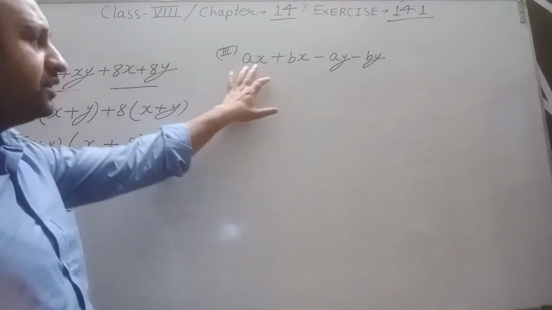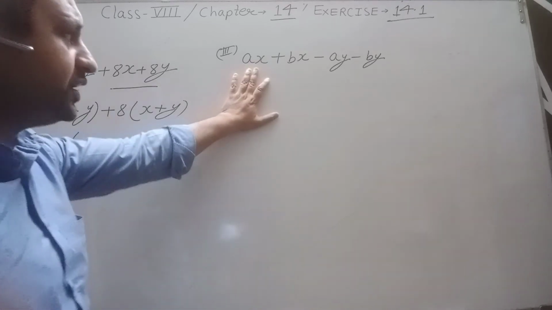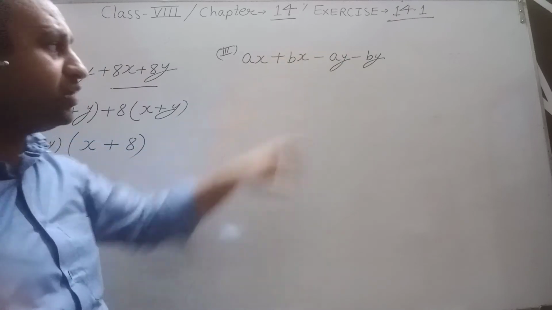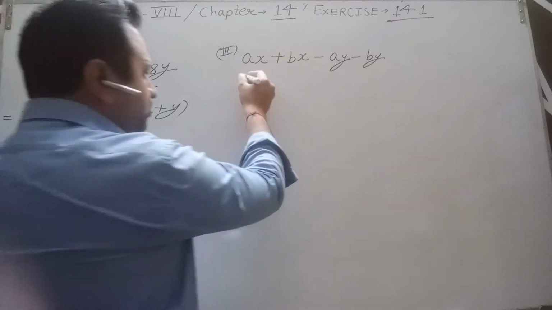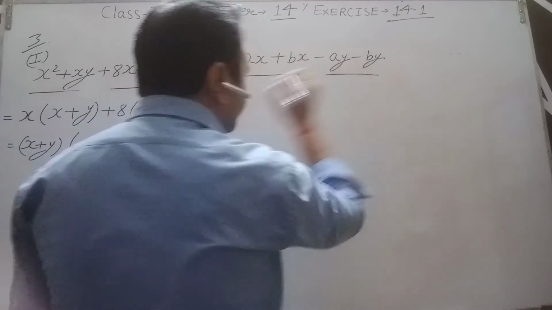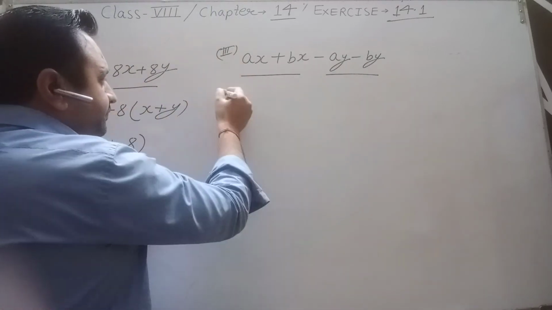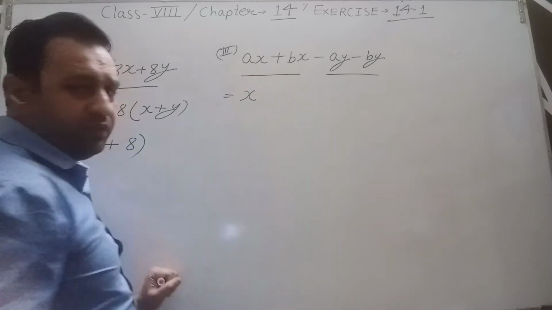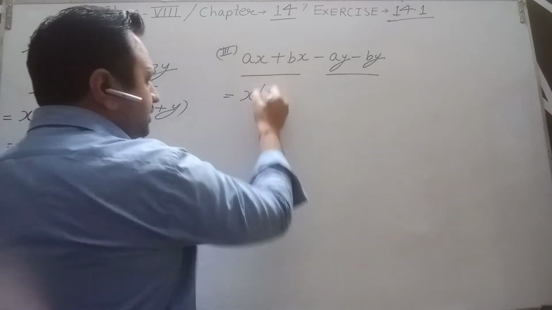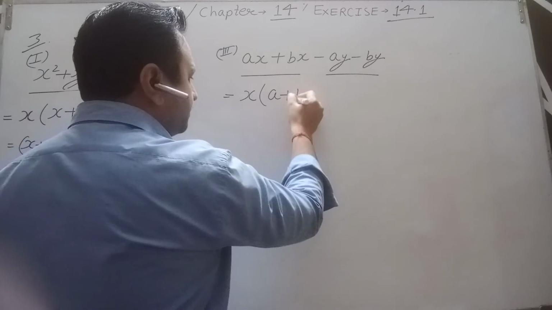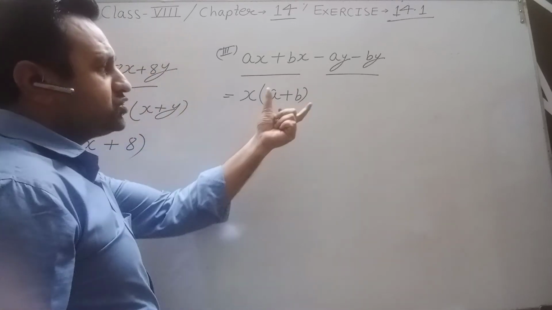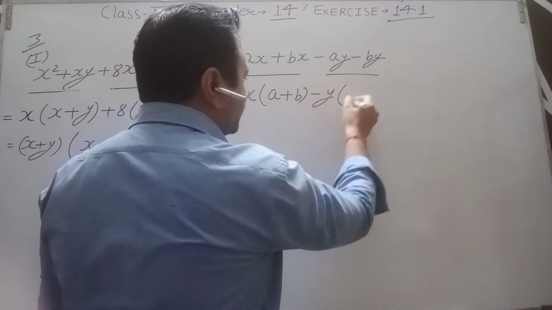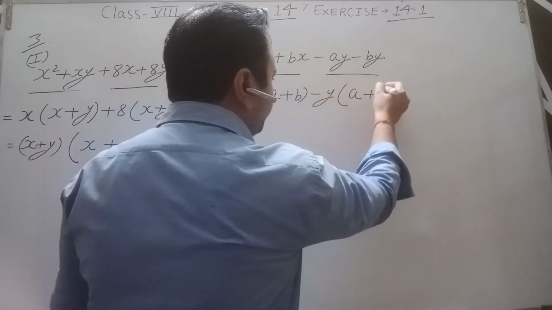Similarly, in this algebraic expression we observe that there is no common factor in all these terms, so again we divide it into 2 binomials. In this binomial we observe that x is a common factor, so x and in the bracket a plus b. In these 2 terms we can take minus y as a common factor, so in the bracket a plus b.